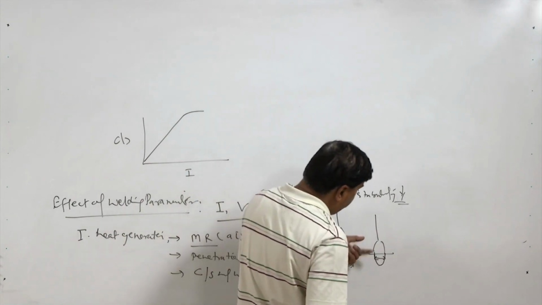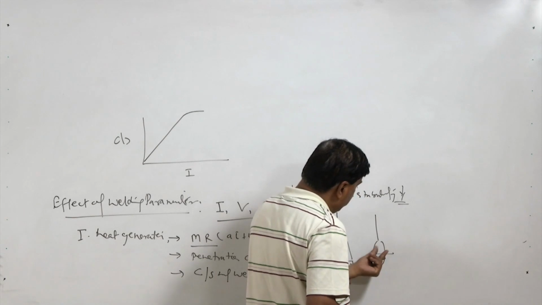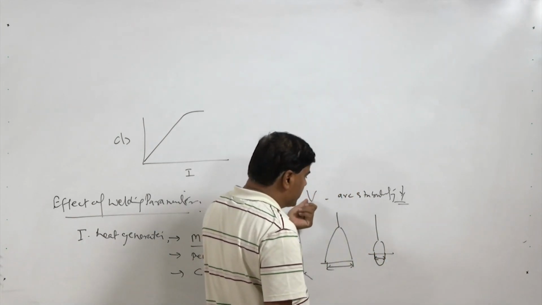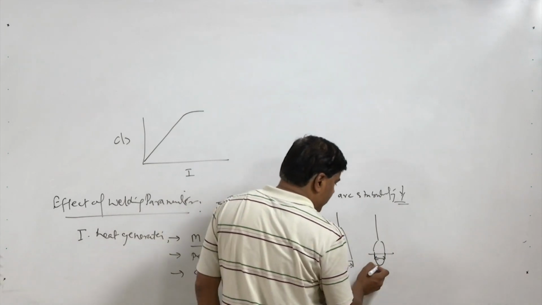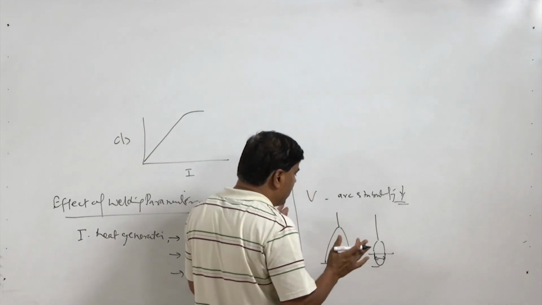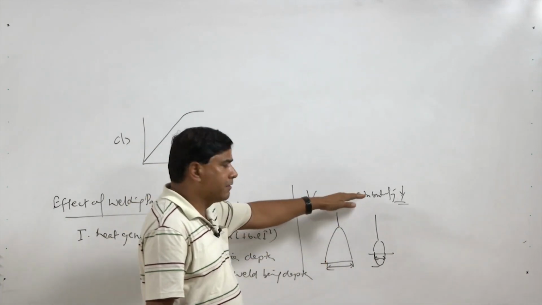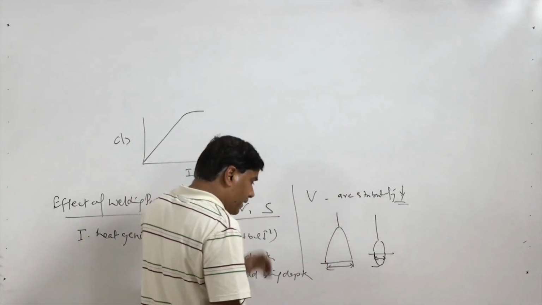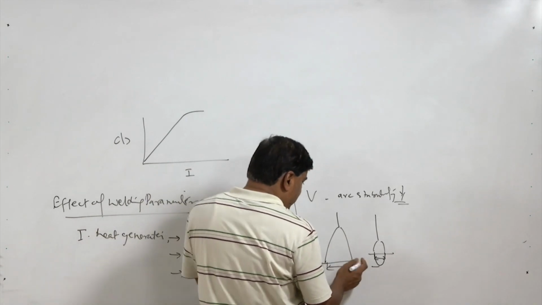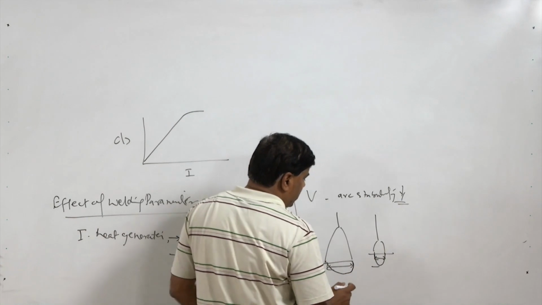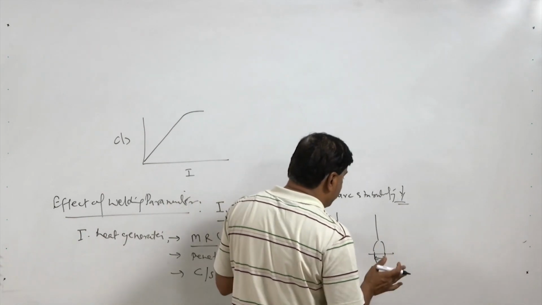The width is narrow when the arc gap is less, meaning arc voltage is less, and the depth is more. On the other hand, due to the increase in spread, when the arc gap is increased, arc voltage increases, and so we get a much wider weld and the depth is shallow. So, the shallow depth and the wider bead is obtained.